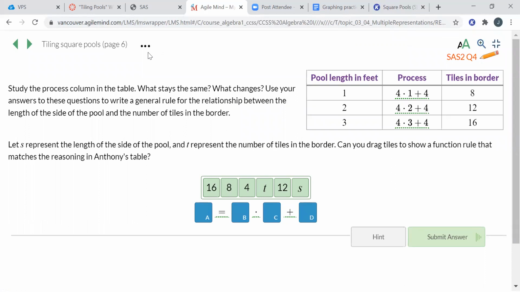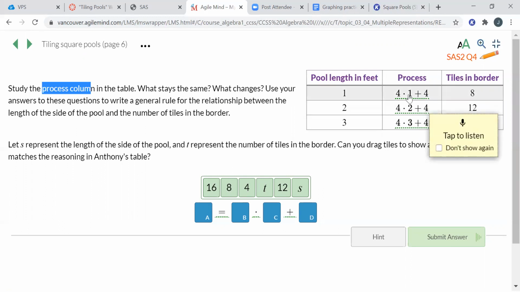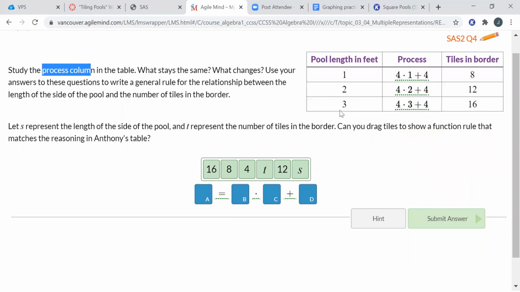So notice, study the process column in the table. They call this a process column. It's not important to call it a process column. This is just a way to think about what's going on. But that's what they're calling it in this book, so you might as well know that. What stays the same, what's different? Notice the 4s are all the same. 1, 2, and 3 change along with this one. They are the variable. So the pool length goes here, here, and here.